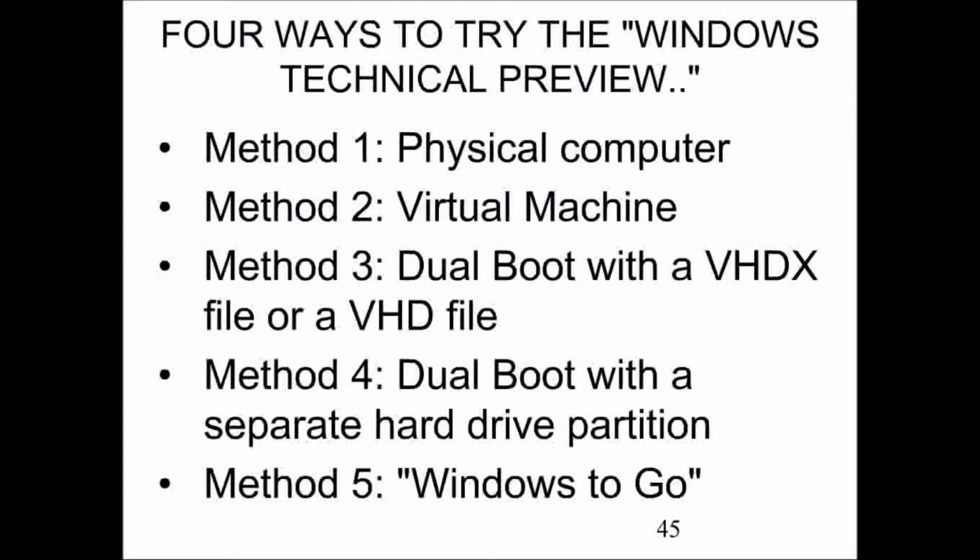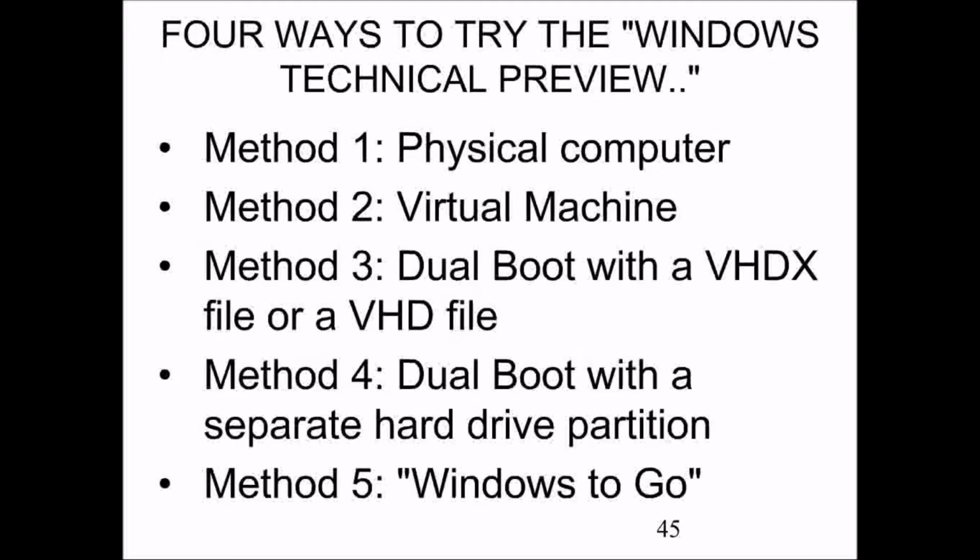Here are the ways, and we won't go into any details, to try the Windows Technical Preview. There are five ways. Actually, there are about six, and I'll explain that in a minute. You can install it into a physical real computer. You can install it into a virtual machine running inside an existing computer. You can dual boot with it installed into a VHDX file or a VHD file running inside Windows 7, 8, or 8.1, so you can dual boot without creating a partition for it. You can also dual boot by installing it into a separate hard drive partition.